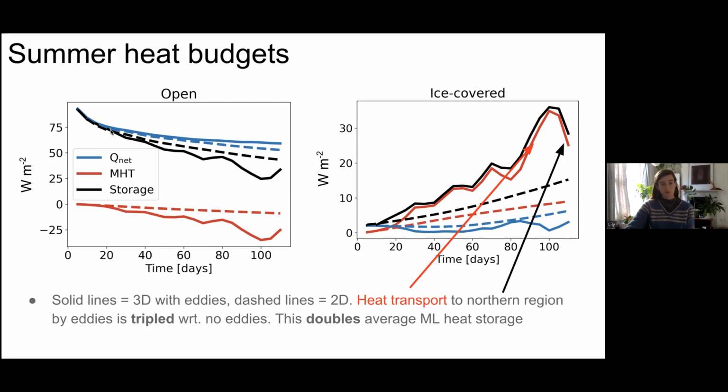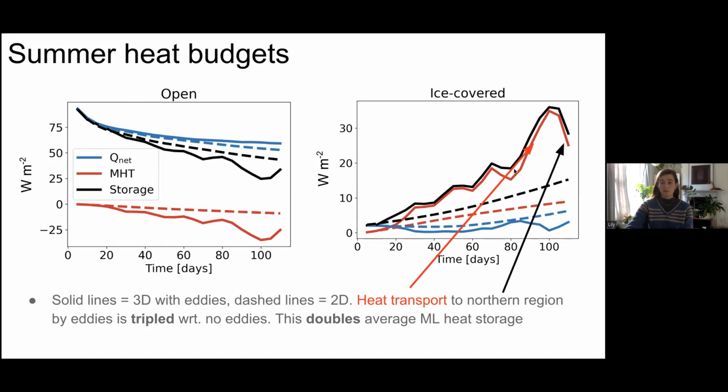So that leads to a slower warming of the open ocean. So there's an impact to the open ocean, but because the air sea heat fluxes are large compared to this meridional heat flux, the air sea heat fluxes dominate, whereas in the ice covered ocean heat budget, this meridional heat flux due to the eddies dominates the heat budget because the air sea heat fluxes are very small.